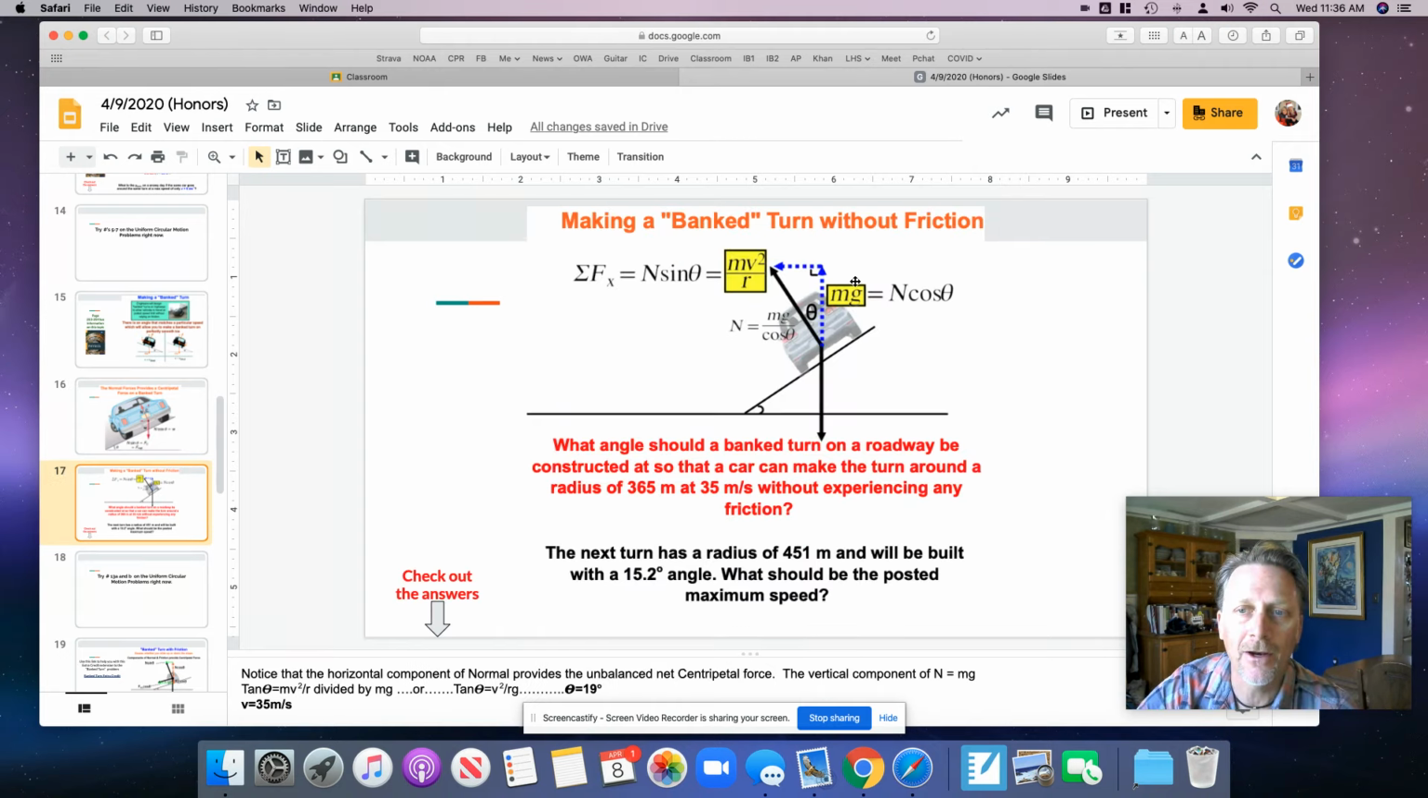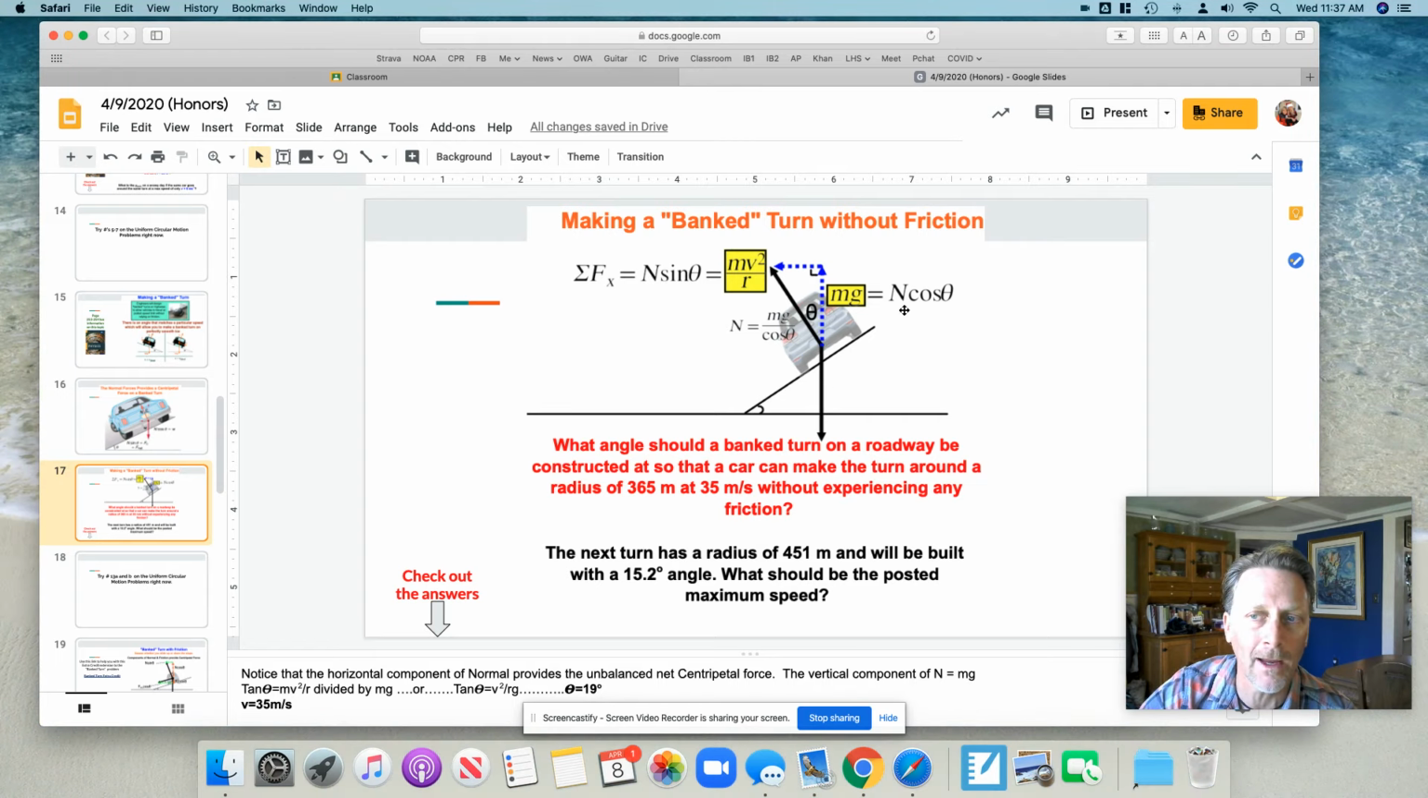So in this picture, notice that you take your two components. Your net force in the x is being provided by that sine component of the normal, which is equal to mv squared over r. And then your vertical component is in equilibrium with weight. So this cosine component of normal, we equal it to mg. And really this triangle that's created now, which has an adjacent side of mg and an opposite side of mv squared over r, is how we solve these problems.